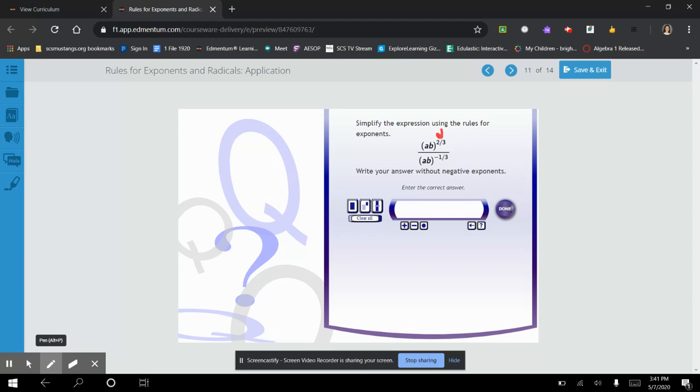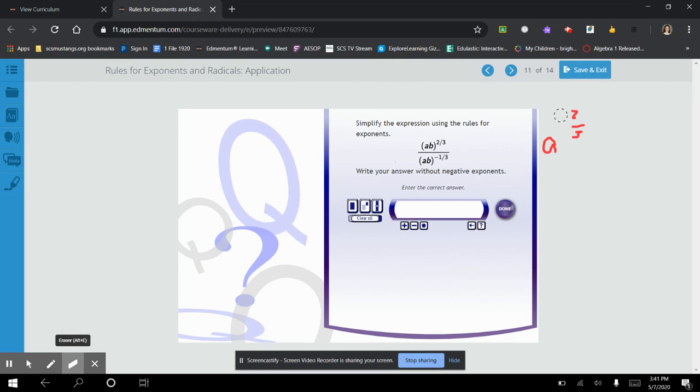So what I'm going to do is use the rules just like we did before. With these, we need to simplify everything in the numerator first, everything in the denominator first, distributing those exponents before we can simplify top to bottom. So if I do that, I'm going to end up with a to the 2/3.